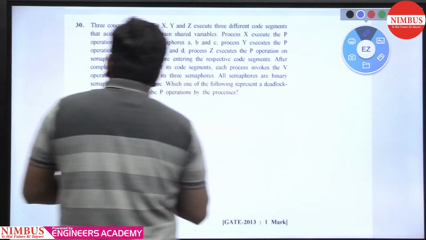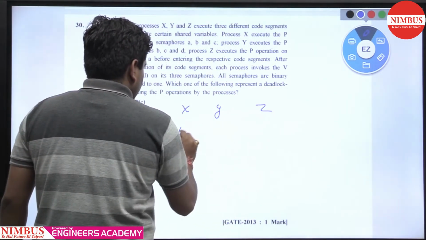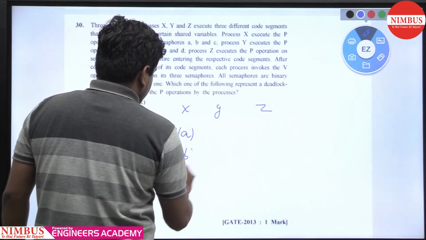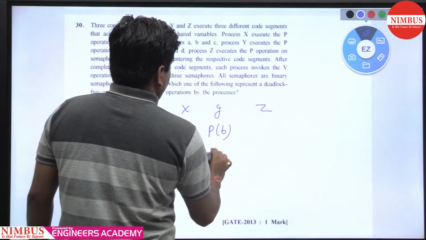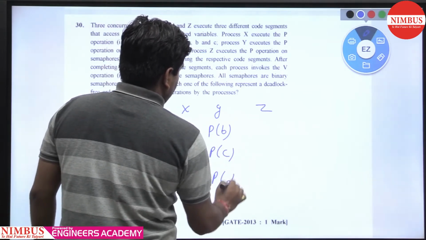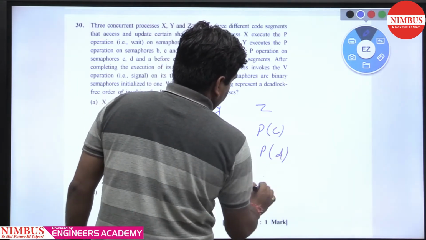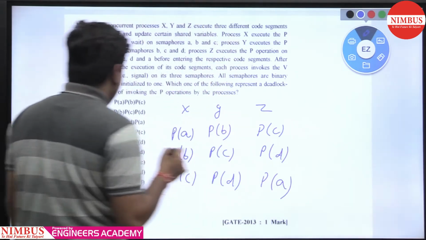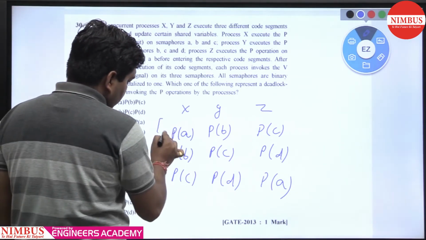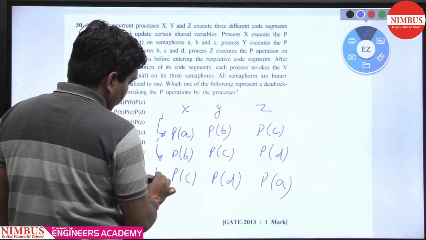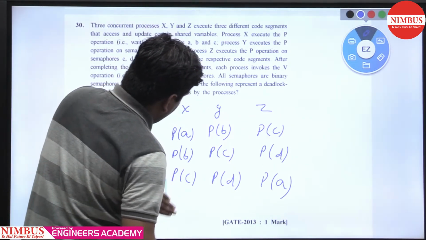So here you can see X, Y, Z: PA, PB, PC; PB, PC, PD; PC, PD, PA. Whenever you perform down sequentially, you can see 1 to 0, 1 to 0 and 1 to 0. X enters the CS, which means there is no deadlock.